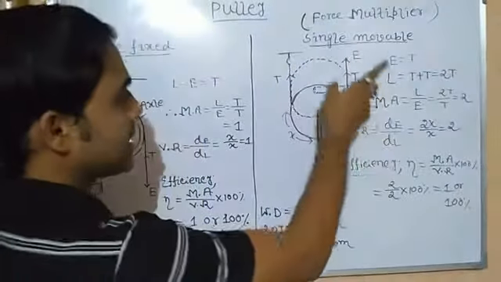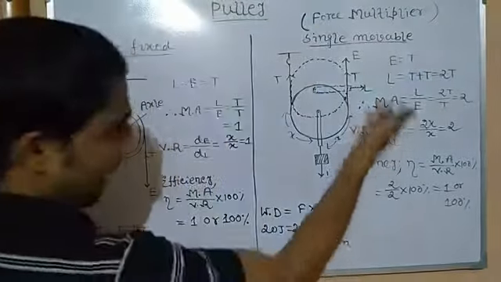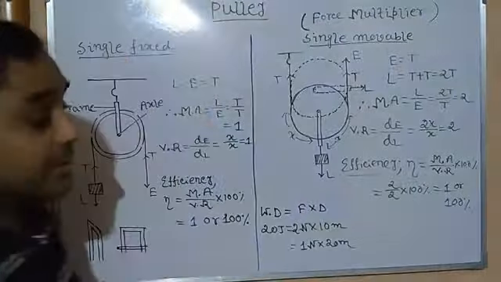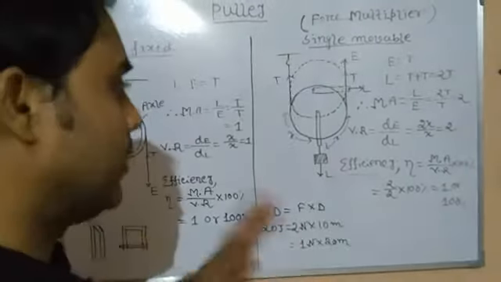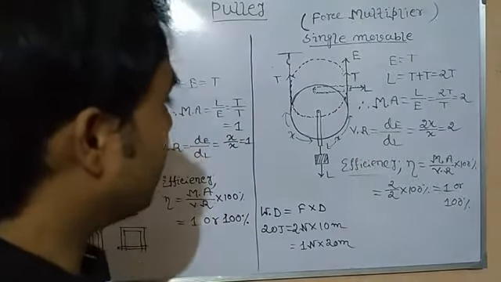So that's why, since the load is supported by the tension of both sides, load is equal to twice T. So mechanical advantage is equal to load by effort, which is twice T by T. That is 2. It means it is multiplied. It is greater than 1. So obviously we can say it is a force multiplier. Okay. Then velocity ratio, distance traveled by effort and distance traveled by load.